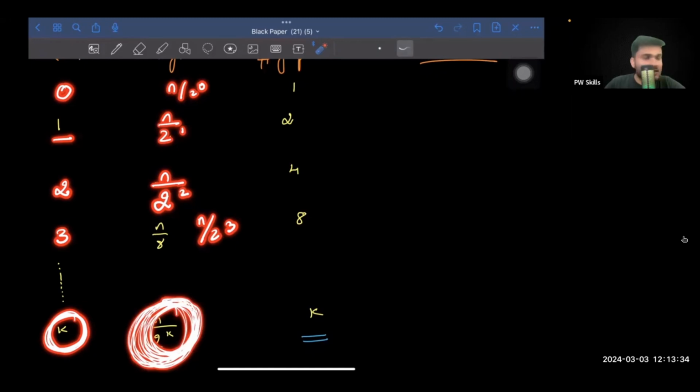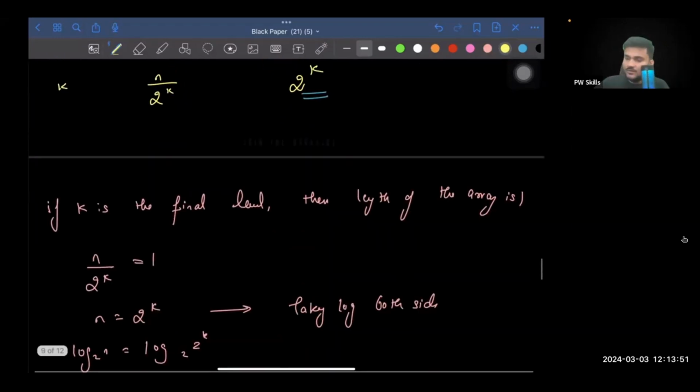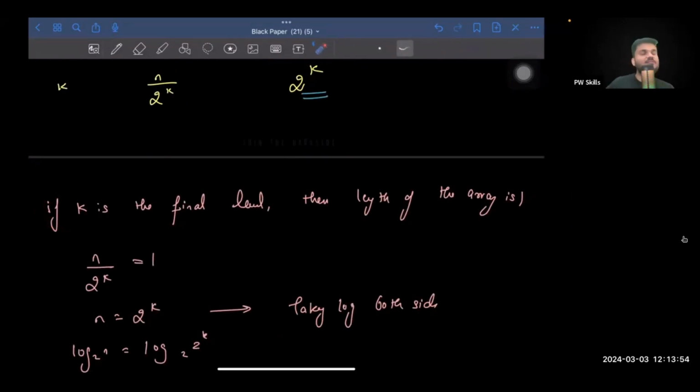Right? And here also 2 raised to the power 0, 2 raised to the power 1, 2 raised to the power 2, 2 raised to the power 3. So how many parts will be there? 2 raised to the power k parts will be there, yes or no? And if k is the final level, then we know the base case. Base case comes when the length is 1, that's the final level.